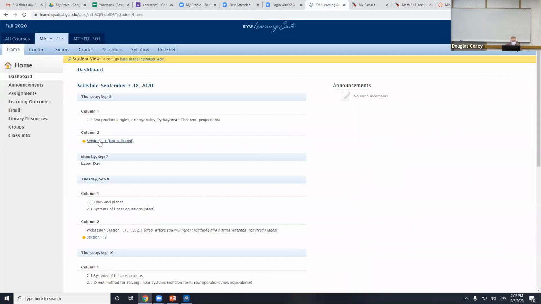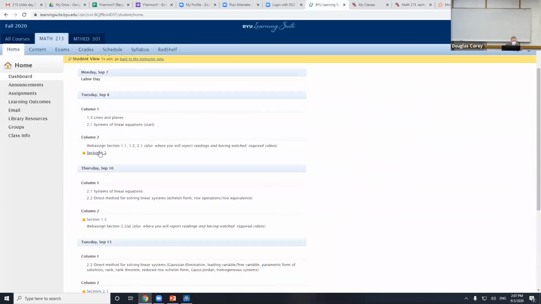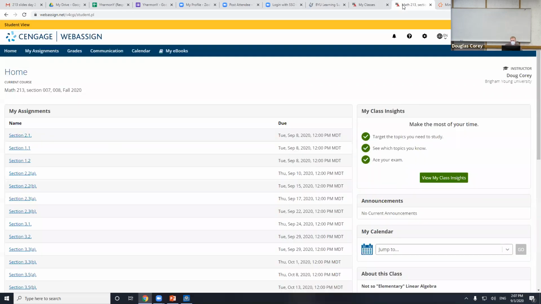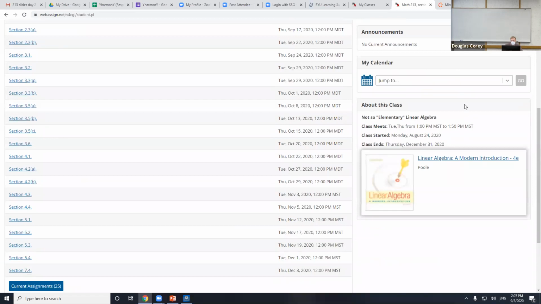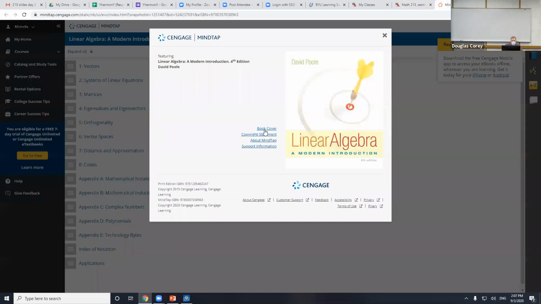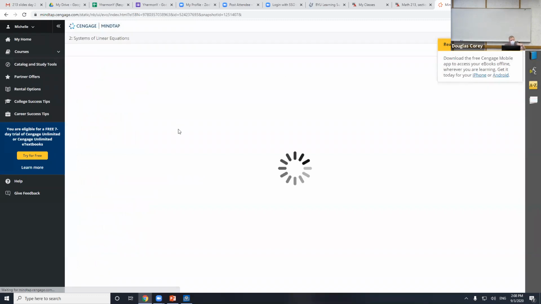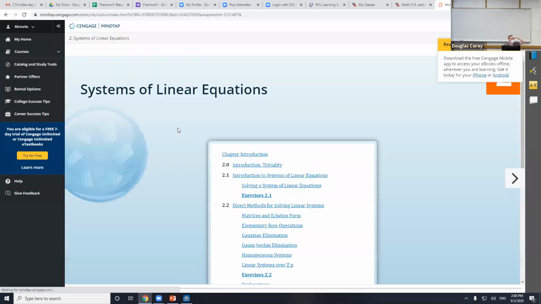On Learning Suite, if you go to section 1.2 and click on this here, it shows you the problems to do in the book. Then you can go back to the WebAssign page, click on the book, and skip to section 2.1. You can read whatever section, then go find the problems at the end.